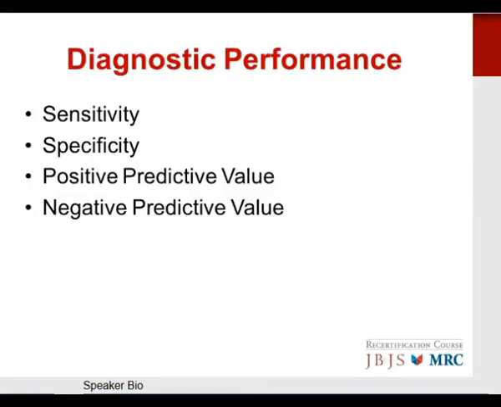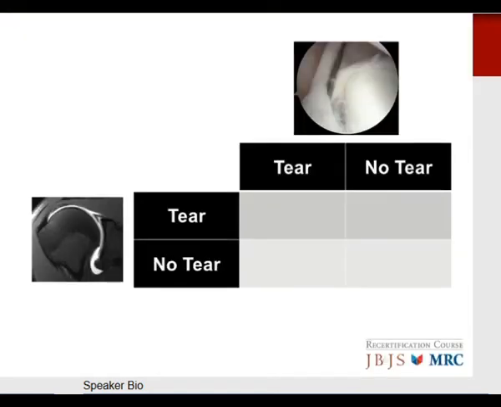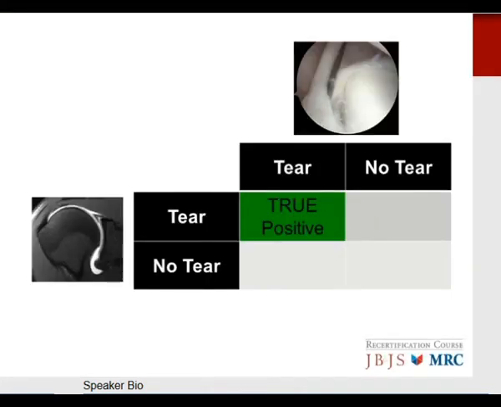And so what they're doing with that type of question is asking you to determine the sensitivity, specificity, positive predictive value, and negative predictive value of a diagnostic study. So let's do this. How good is MRI at diagnosing a slap tear? Tear, no tear on the left there. And then let's presume that arthroscopy is the gold standard, and the top columns will be tear or no tear at arthroscopy. If there is both a tear on the MRI and a tear at arthroscopy, this is a true positive result. The study has given us a truly positive result.